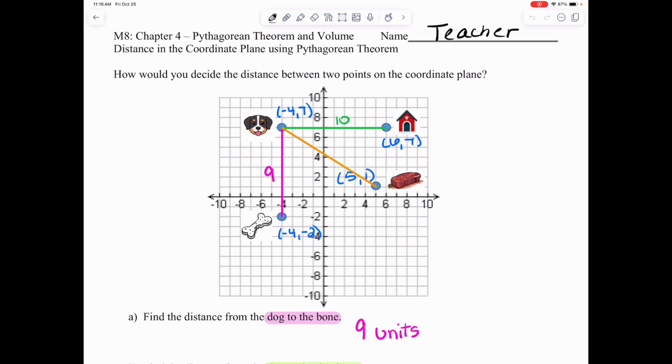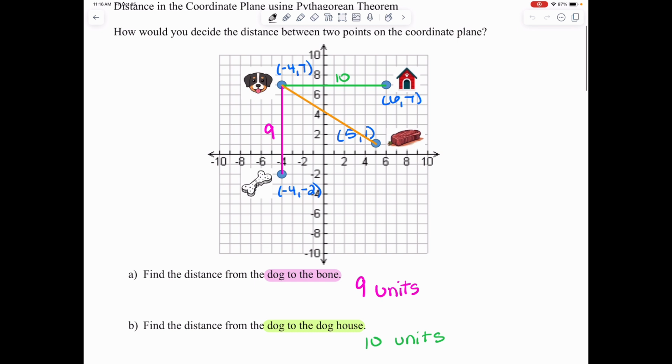All right, now that you had a chance to try this, first, the distance from the dog to the bone, I drew in with a pink line. I was able to count those blocks because it is a vertical line, and I know it's going to take 9 units on the coordinate grid for the dog to get to the bone. The distance from the dog to the house, I drew in green. That is a completely horizontal line, so I can count the blocks and find out that it's going to take 10 units for the dog to get to the dog house.